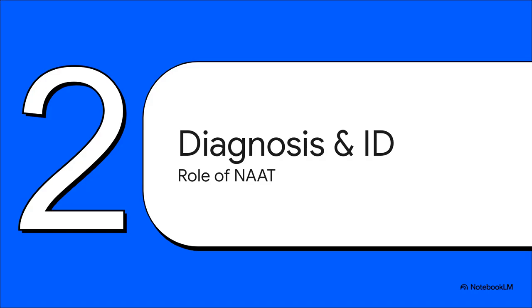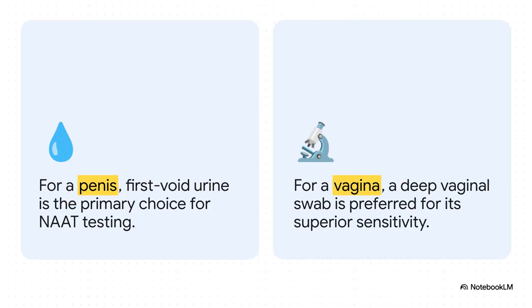Okay, so we know it's a stealthy bug. How in the world do we actually find it? Well, it all comes down to hunting for its DNA. This is a super practical point, but it's one of the most important for getting an accurate diagnosis. The sample matters a lot. For individuals with a penis, a first void urine sample works great. But for individuals with a vagina, a deep vaginal swab, which can be self-collected, is much, much better. It has far superior sensitivity compared to a urine sample, so you're much less likely to get a false negative.